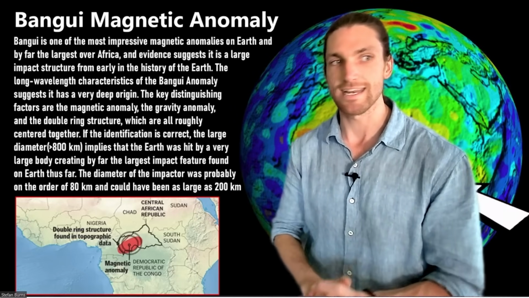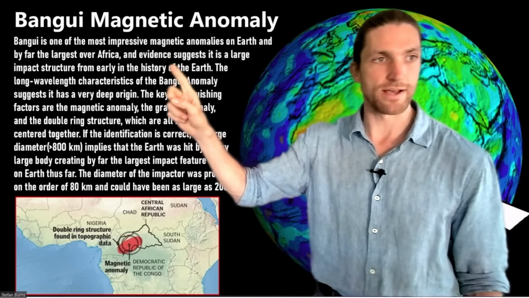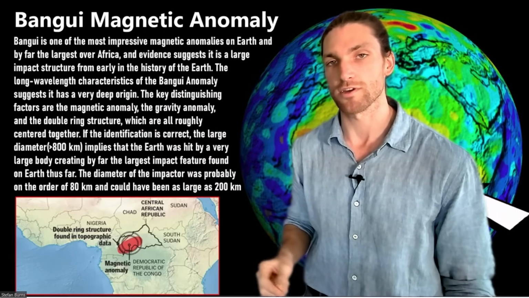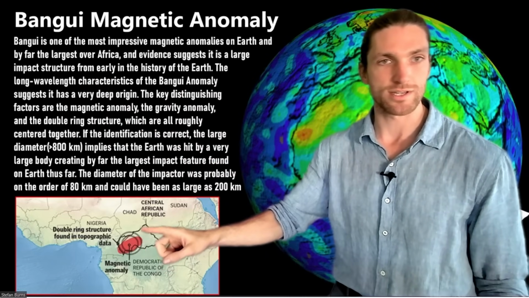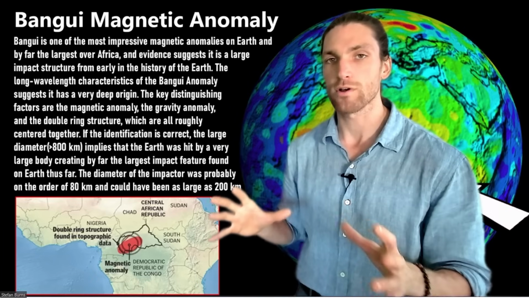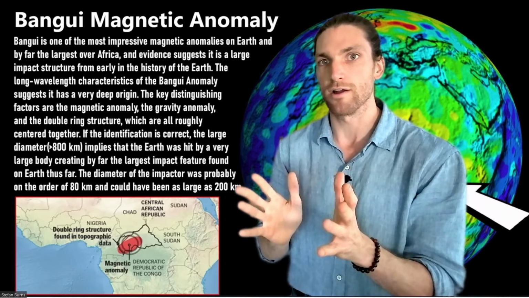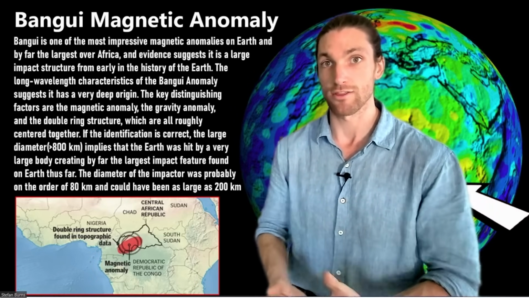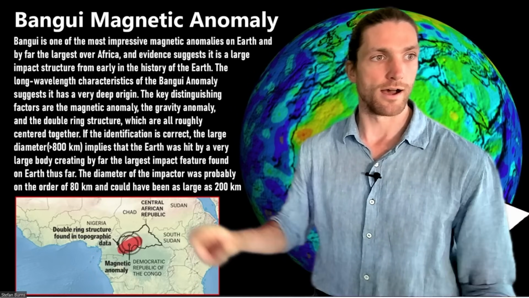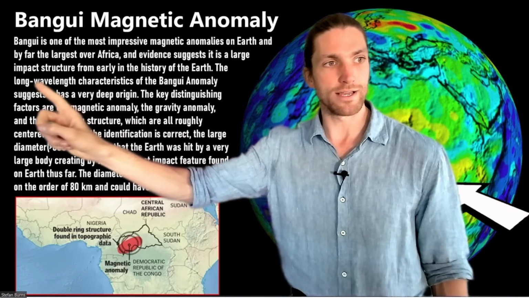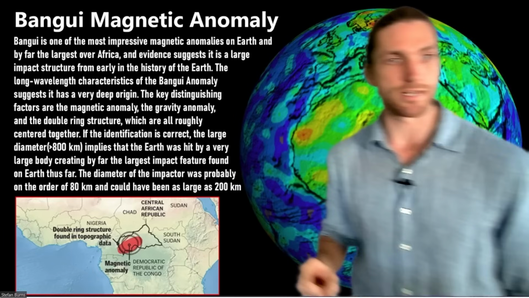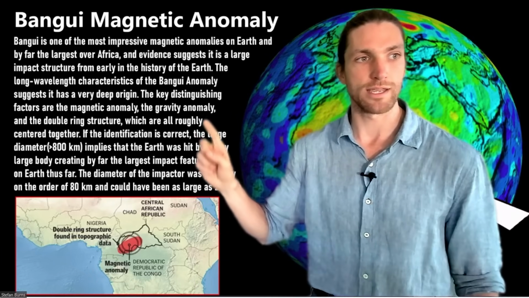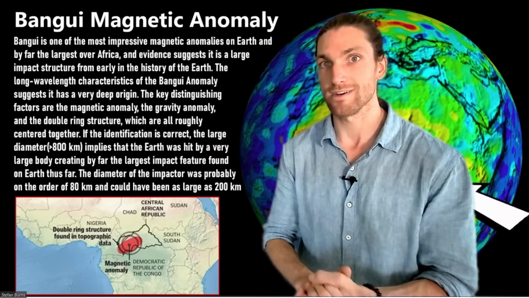So the Bangui magnetic anomaly is one of the most impressive on the Earth, by far the largest in Africa, and the best evidence suggests that it is either a large impact structure from early in the history of the Earth or is related to extensive volcanism that intruded up underneath the continental plate and then cooled and stayed there. That's another possibility for this. But overall, it has such a long wavelength characteristic. We can see here, it's this very large wavelength anomaly that suggests it has a very, very deep origin.